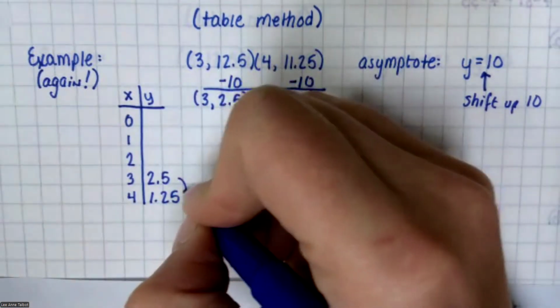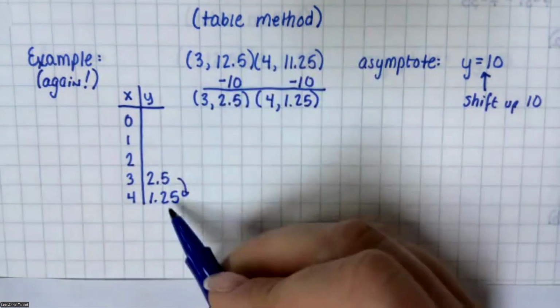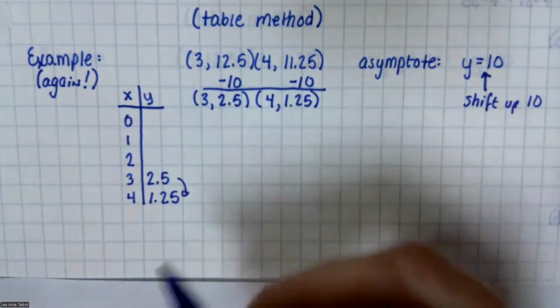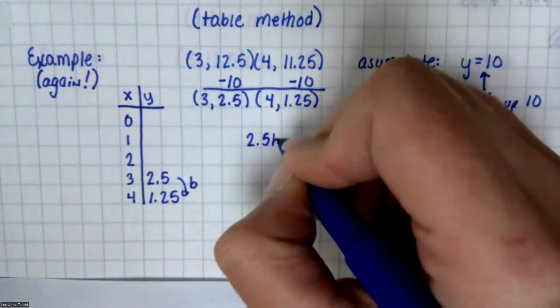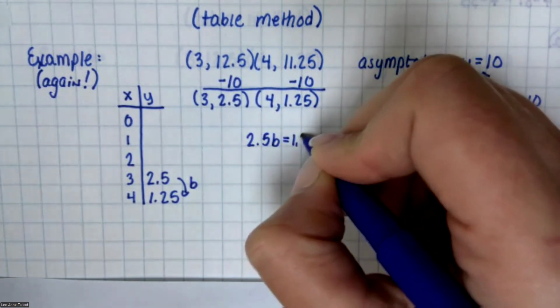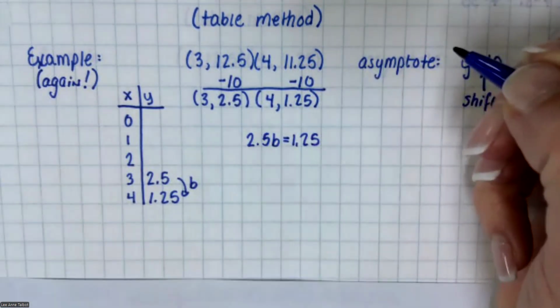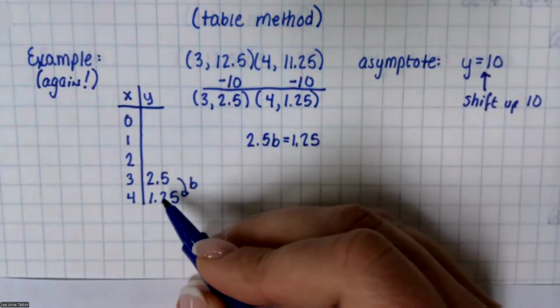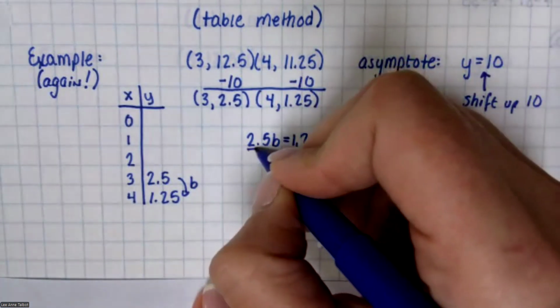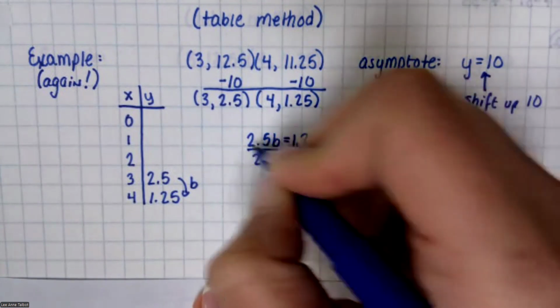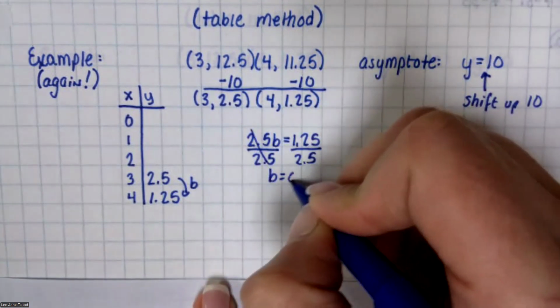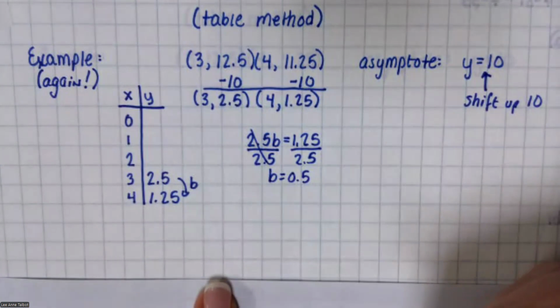Okay, how many B's does it take to get from this spot to this spot? 1. So 2.5 times some B is 1.25. Divide. And look how quickly I got B.